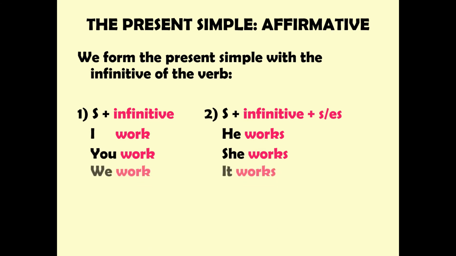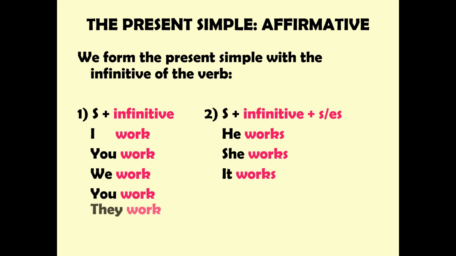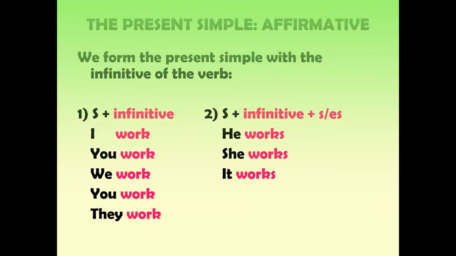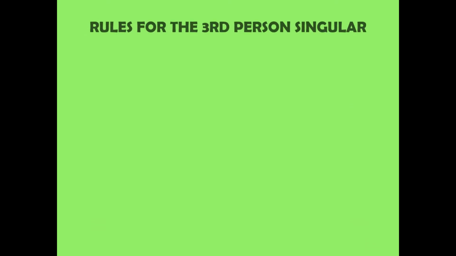Number 2, we have subject plus infinitive. Obviously, you have to use s or es. So we have he works, she works, it works, because they are third person. So we have rules for the third person singular.